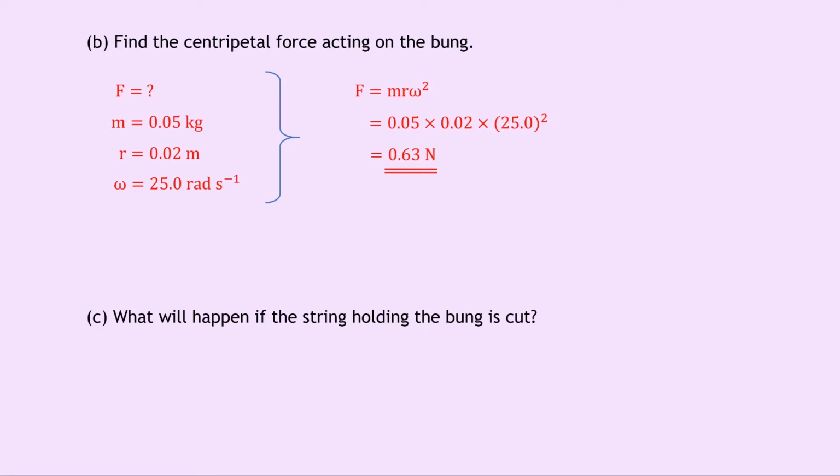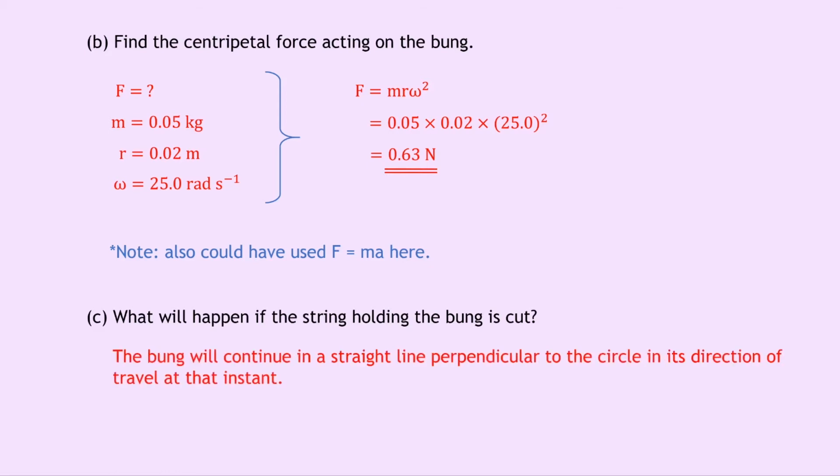Notice that just like in question 1, we could have also used F equals ma here and multiplied our answer to part A by the mass to find the same answer of 0.60 newtons. Part C says what will happen if the string holding the bung is cut. Well, the bung will continue in a straight line perpendicular to the circle in its direction of travel at that instant. It will travel with a velocity equal to its linear velocity at that time.